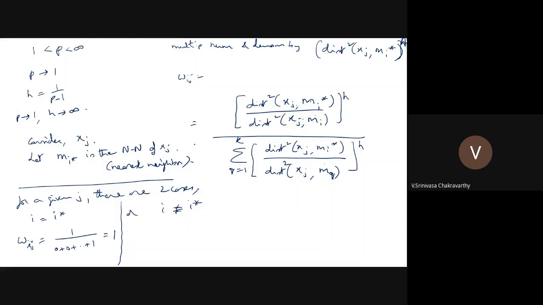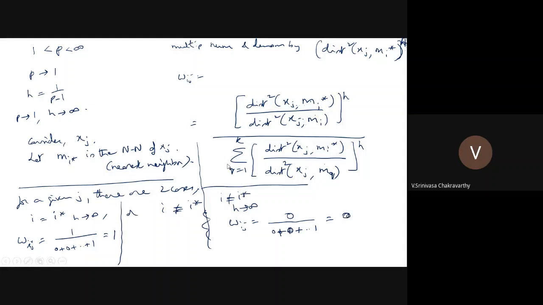So in this case, what happens is, oh, sorry. So for i not equal to i star, wij will be equal to, and for h tends to infinity, of course, here also h tends to infinity, it will be 0 by 0 plus 0 plus 0 and so on, up to 1. So that is equal to 0. So for p tending to 1, the wij's you get will be identical to the wij's you will have for k means.